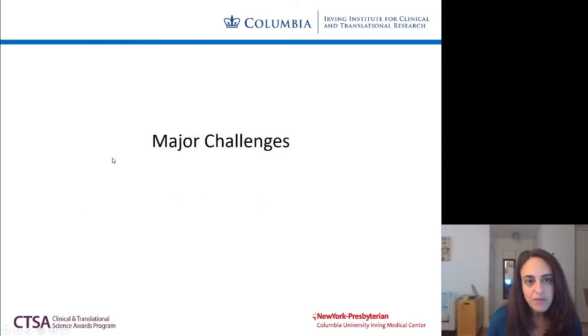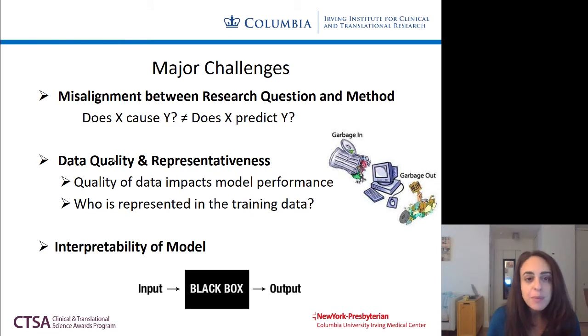Let's talk a bit about some of the major challenges you might face as you start out with a machine learning analysis or application. The first is the potential for misalignment between your research question and the method you're choosing to use. Often in public health and epidemiology, we're interested in the research question of, does X cause Y? Or to be more specific, does intervening upon X affect Y? Most machine learning methods, on the other hand, have been designed to answer the question, does X predict Y? Or maybe even not going that far, just how best can I predict Y? And we don't even know that much about X.